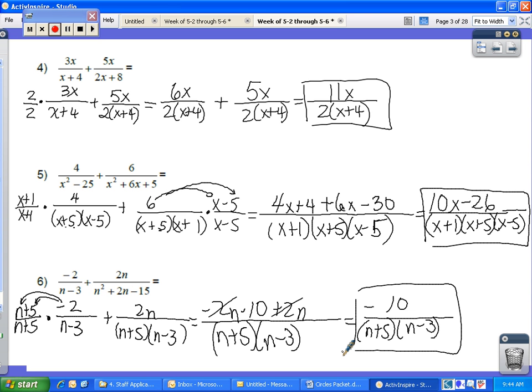Okay, this concludes page 1. See the next video for the complex fractions.